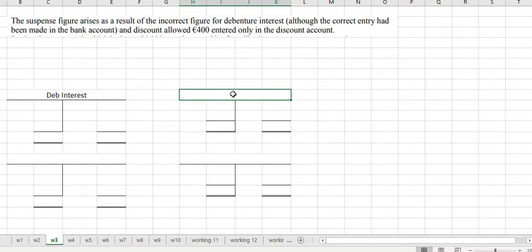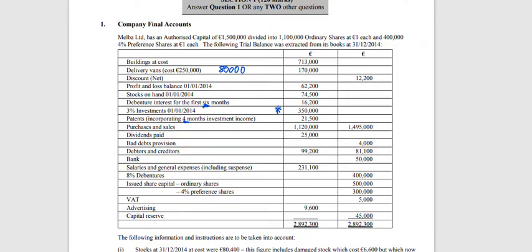Discount allowed entered only in the discount account. The discount allowed would link up with debtors. That should be debtors. And the third account we're looking for is, we've looked for suspense in the trial balance, it is salaries and general expenses.